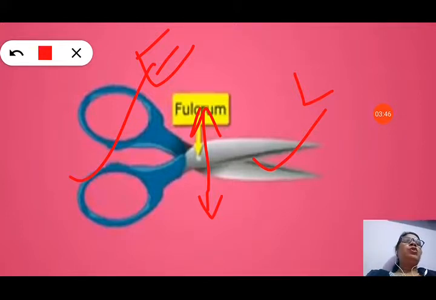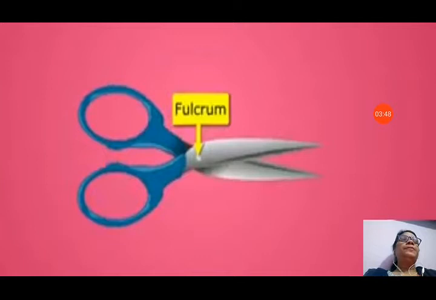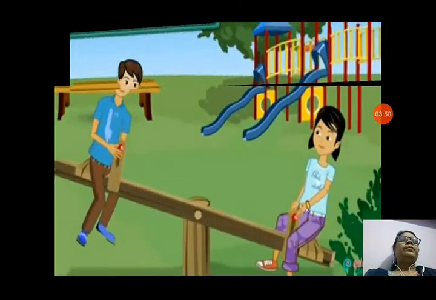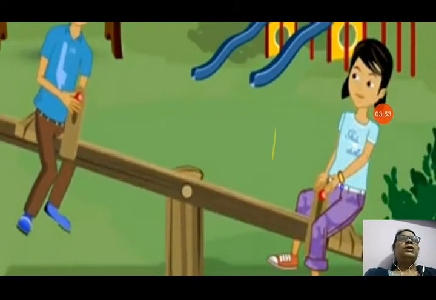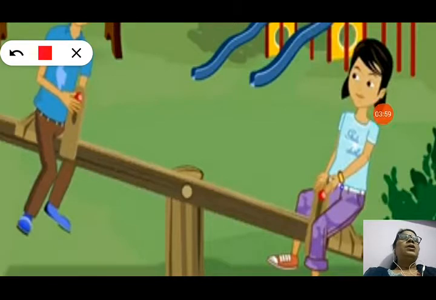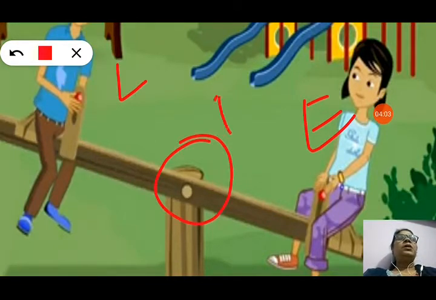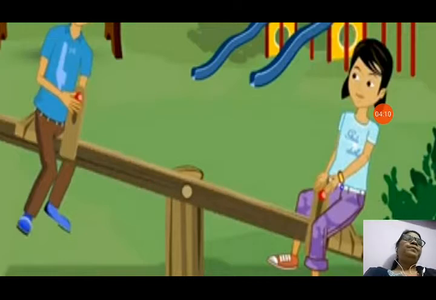In seesaw also you can see this. In seesaw also you can see both the sides. One side one is putting the effort here. If this girl is putting the effort, this girl is effort, the boy is load, and the fulcrum is in the middle. So this is also a first class lever because the seesaw is moving from the middle.